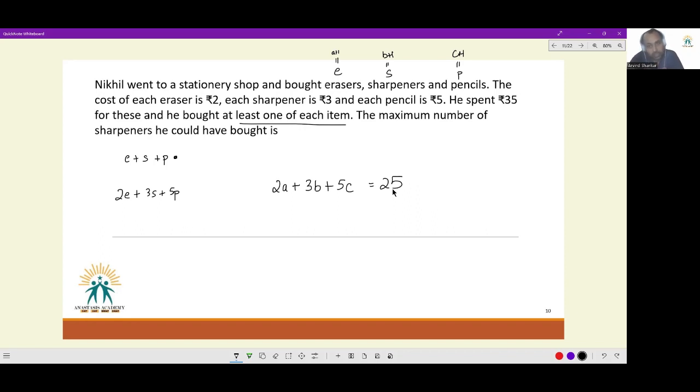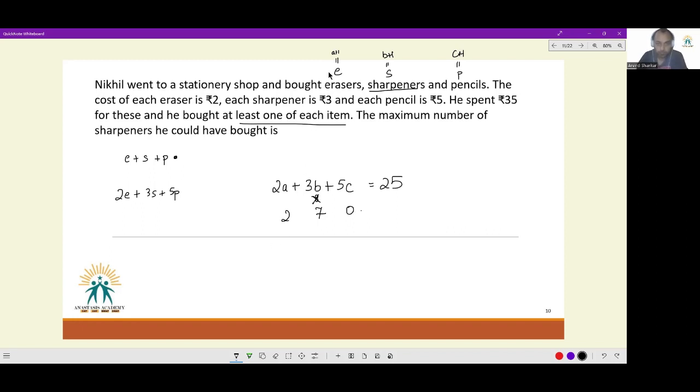This much I know. And now I want B to take the largest possible value because I want to maximize the number of sharpeners that he has. Now B, under 25, the highest multiple of 3 that exists is 24. If B is 8, can I have some compensatory value of A and C to make it 25? No, this doesn't work. How about B being 7? If B is 7, I reach 21. I need 4 more, which I can do with A being 2 and C being 0. So yes, this is perfectly all right.